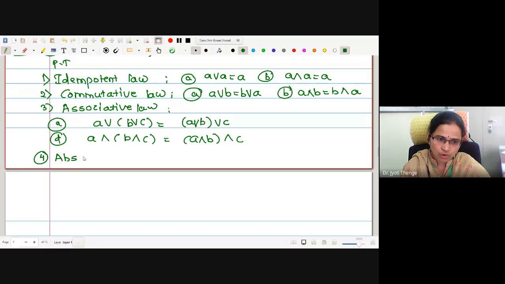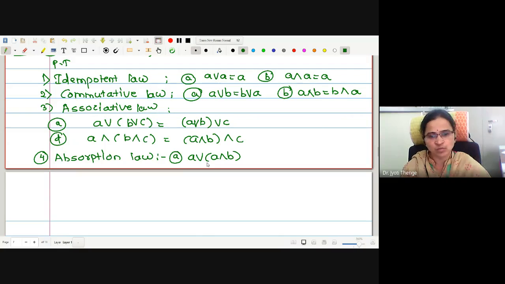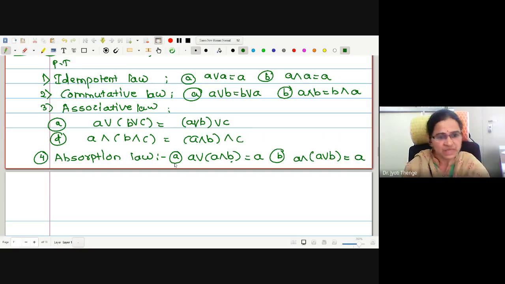absorption law. In this absorption law, the elements are going to absorb. That's why the name is given like this. See, the law tells us A join A meet B. Therefore, here if you observe, this is somewhat like distributive we have written, where the number A repeats twice, but number B comes once only. Therefore, this B gets absorbed and the value of this relation will be A. Similarly, this is for A meet A join B is also A. This number B is getting absorbed because A comes twice, B comes only once.